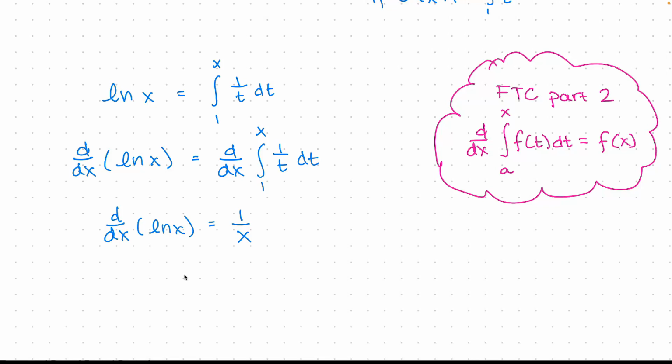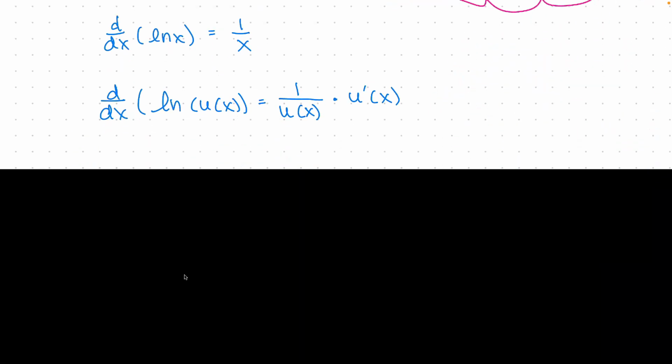And then, what if it's not the natural log of x? What if it's the natural log of a function of x? Then it's chain rule. It's 1 over, this time we have u of x, but then chain rule says you have to multiply by the derivative of what's inside. Remember chain rule? It's been a while. And there we go.